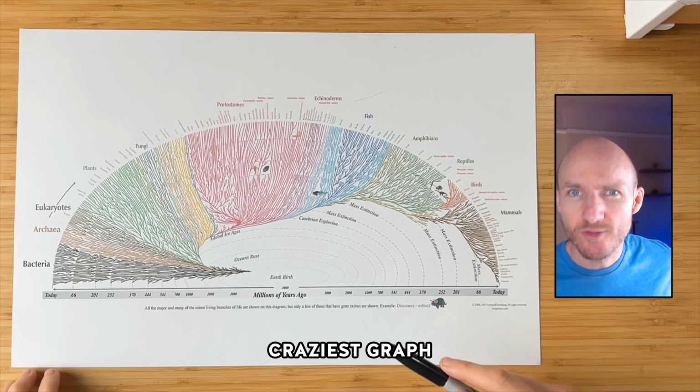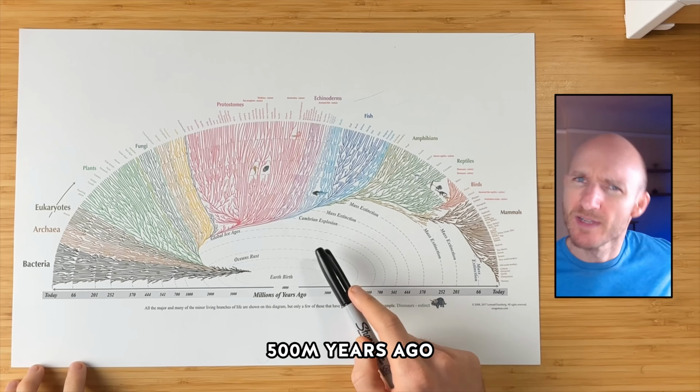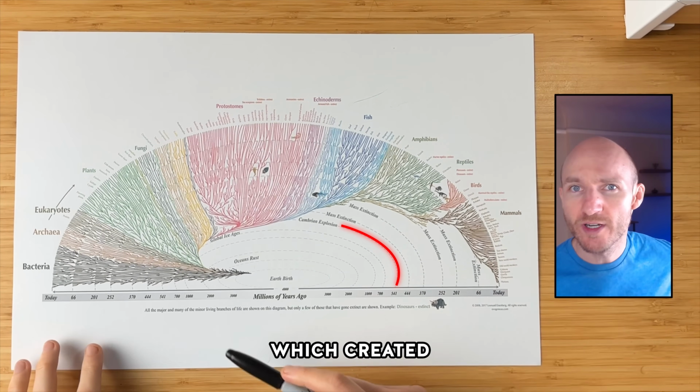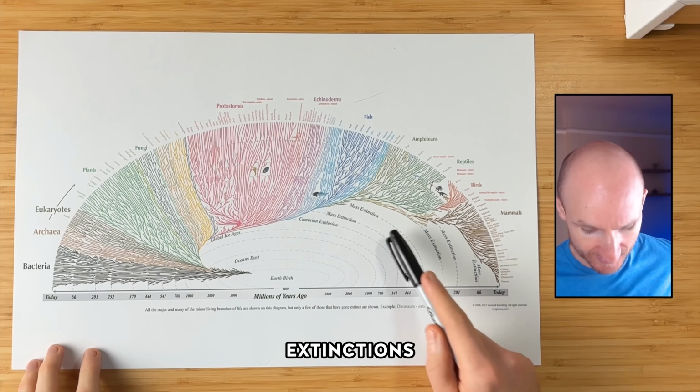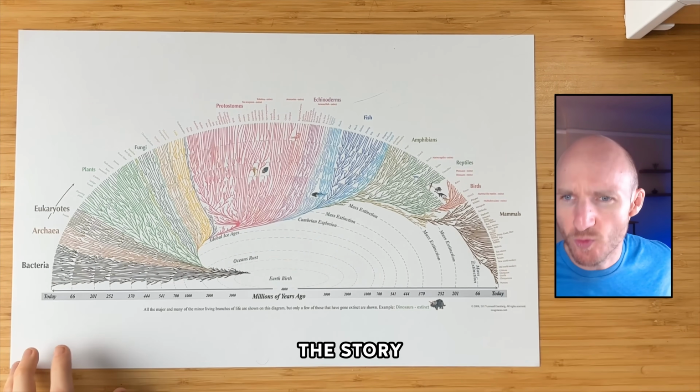This might be the craziest graph in biology. For billions of years, life stayed small, like bacteria. And then 500 million years ago, we had the Cambrian Explosion, which created all of this big life, plants and fungi and animals. And even after 5 mass extinctions, we got mammals and then us, Homo sapiens. So today we're going to tell the story of this chart.